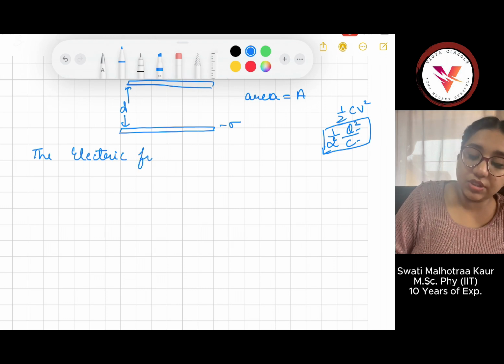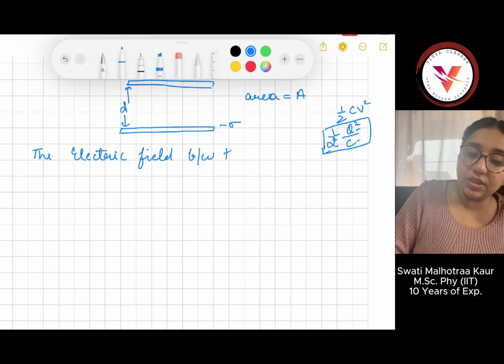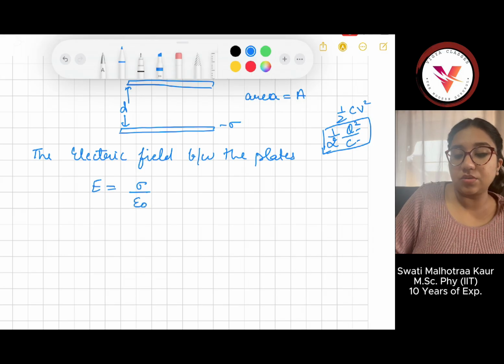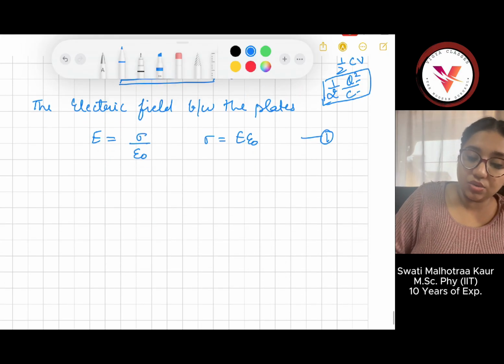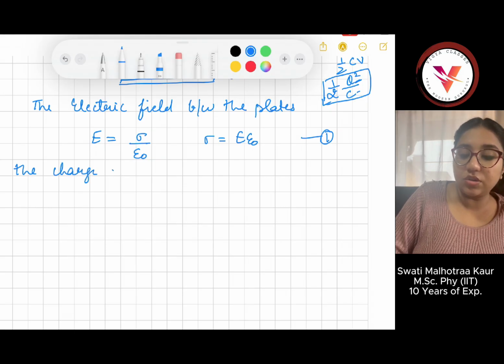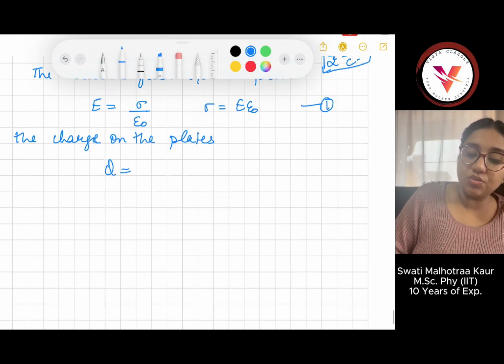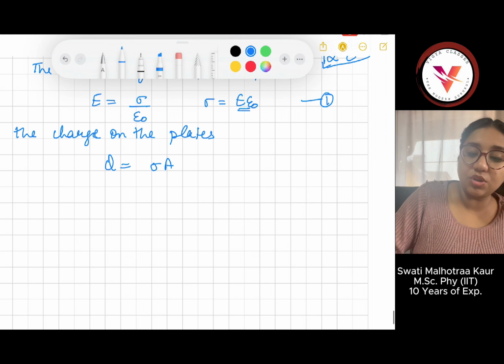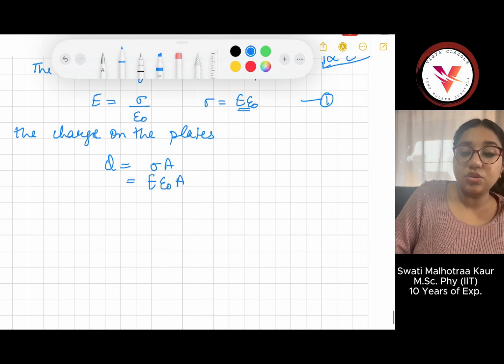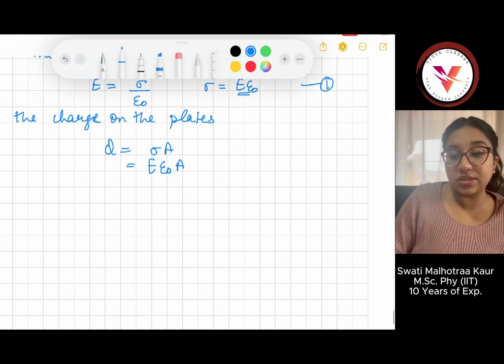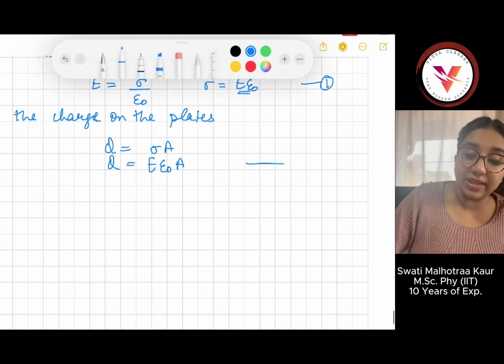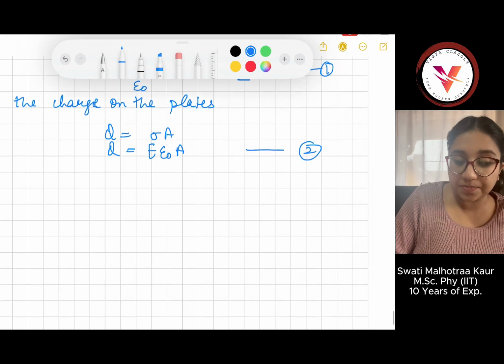So first, the electric field between the plates is E equals sigma by epsilon naught. You know that. And sigma is equal to E epsilon naught. This is first. Next we have to calculate the charge. So the charge on the plates Q is equal to what? Sigma times area, and that sigma comes out to be E epsilon naught. You must know the formula. The formula is half epsilon naught E square. So just go by that, E should be there. That's why I start with E.